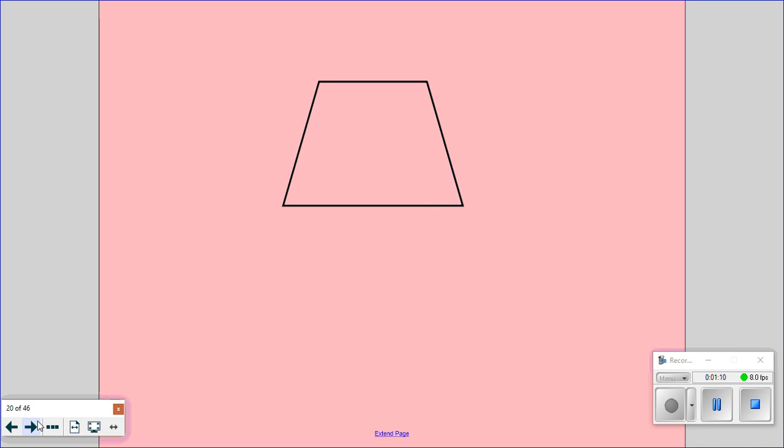Show me with your arms. Where are the parallel lines on this shape? If they go this way, they won't. So yes, this could be called a trapezoid. Does it have any other names? Jason? Rectangle. Not a rectangle. Connor? Quadrilateral. It can be called a quadrilateral.